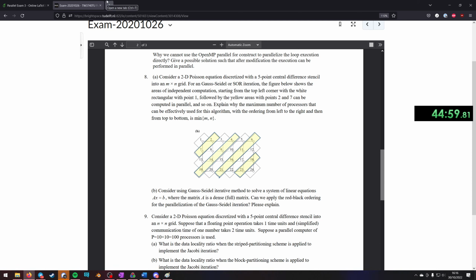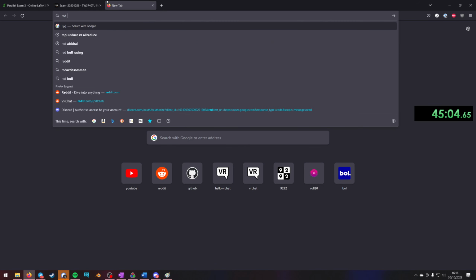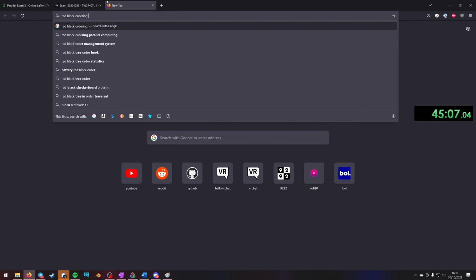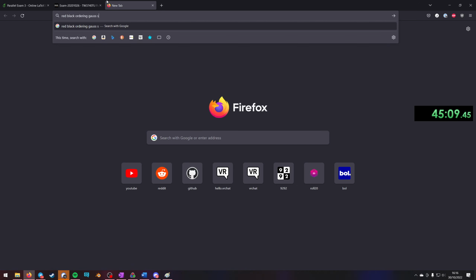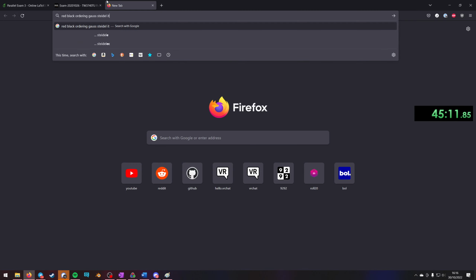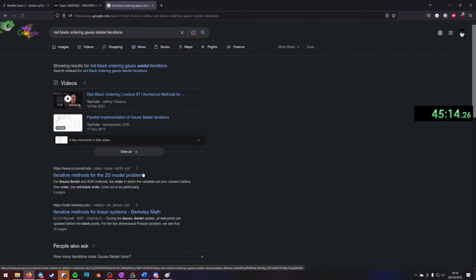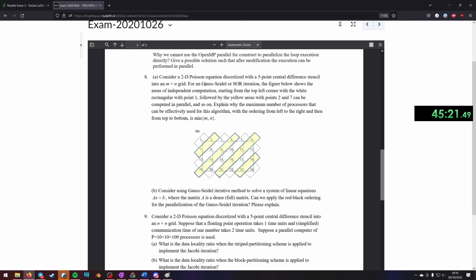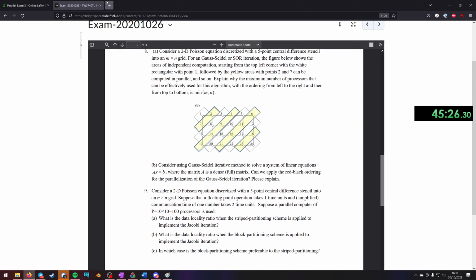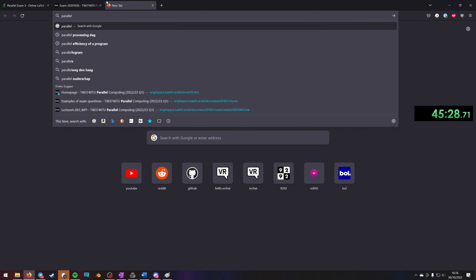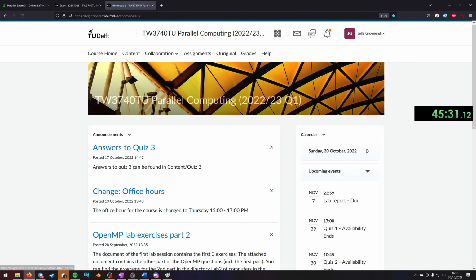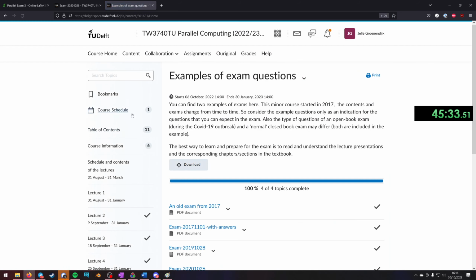Honestly, I can write something down, but there's a good chance it's a guess. I'm just going to Google this. I'm also looking in the book. Red-black ordering of Gauss-Seidel iterations? Yeah, I don't think this is in here. Could you check the book? I'm scanning now. Sure. In the meantime, I'll check the slides.